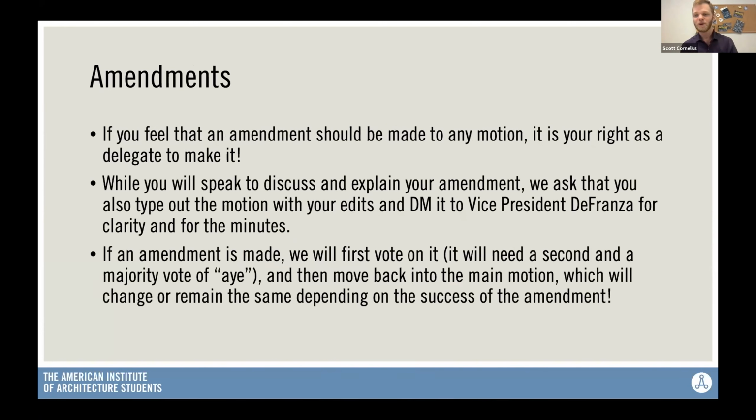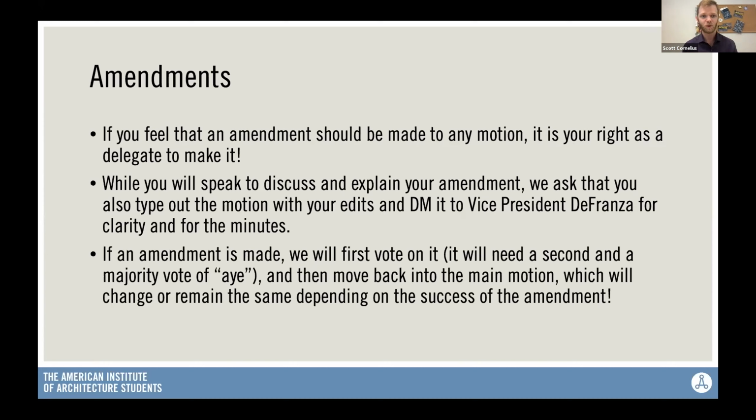And so talking about amendments, this gets a little more complicated based on Robert's Rules, but I do have the book right here, so no worries, we'll get through it together. But just verbally explaining amendments, and then I'll graphically explain it a little bit. If you feel that an amendment should be made to any motion, or a change should be made to any motion, it is your right as a delegate to make it.